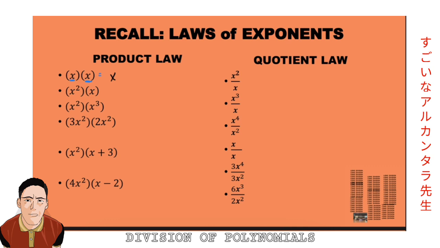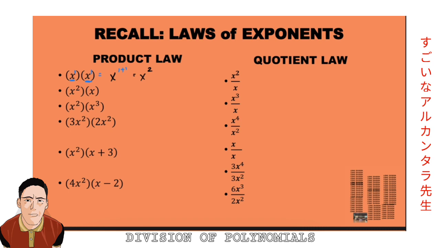Now, this is one thing that I will repeat a lot in this discussion. For the sake of variables like x, there is an invisible 1 here that serves as its exponent. It's just that in mathematics, we don't usually write them anymore because it is an understood thing. So if it's x raised to 1 times x raised to 1, we add the exponents, 1 plus 1. The answer here is simply x raised to 2.